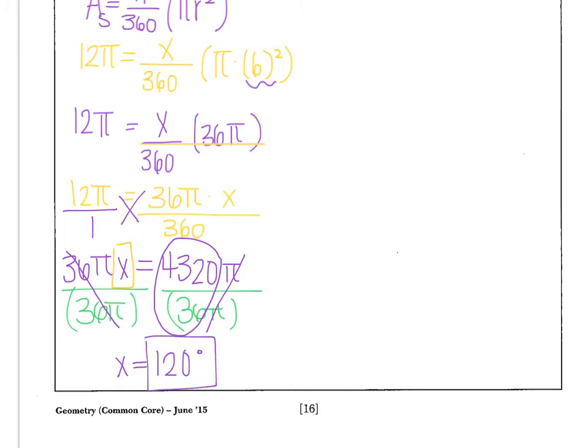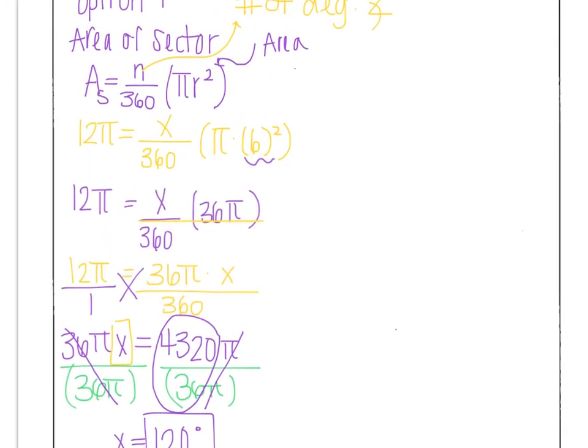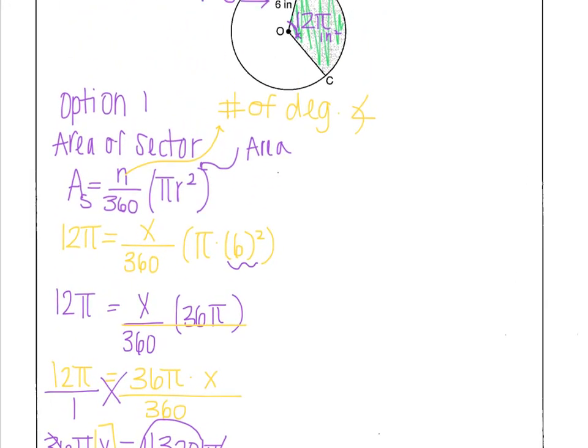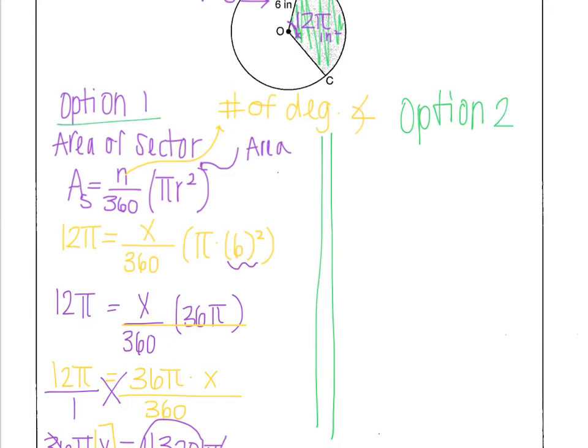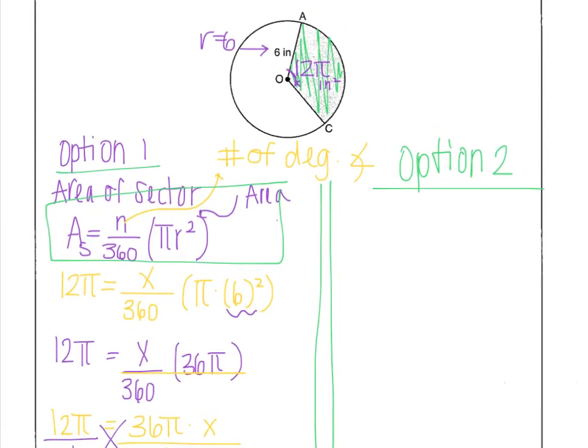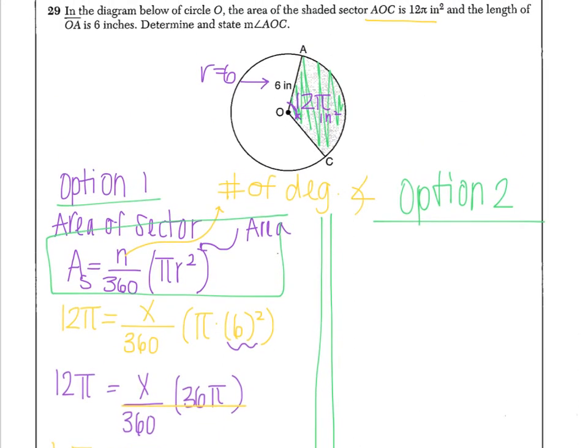So that's option 1. If you think that's complicated, then I think the second option will be easier. Honestly, I'm not sure which would be easier because both of them require a little bit of work. Some students think about the formula as the easiest option. Other students like to think logically about this problem. We know that the area of the circle is equal to pi r squared. And we know that the area of the sector is equal to 12 pi.